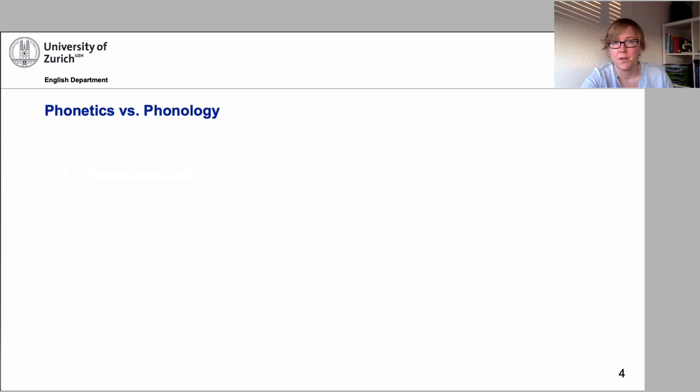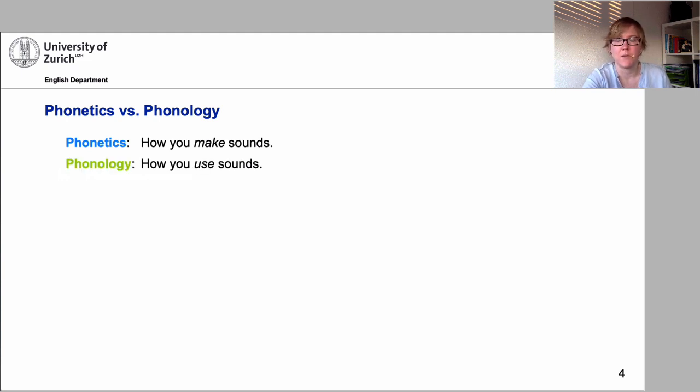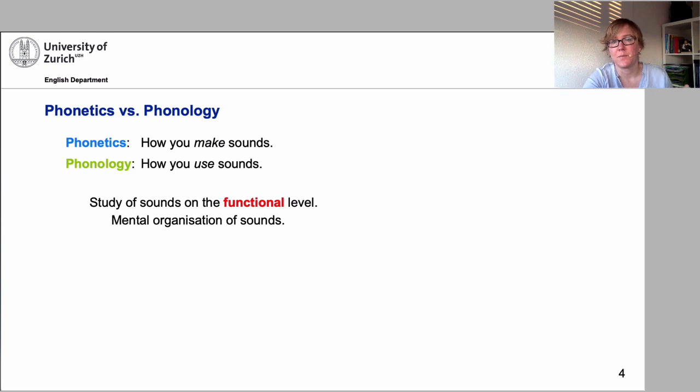Okay, so phonetics, phonology, the main distinction is that in phonetics, you talk about how you make sounds, the physical properties, place of articulation, manner of articulation, voicing, whereas in phonology, we talk about how you use the sound. So now we move on to a functional level, or the mental organization of sounds.